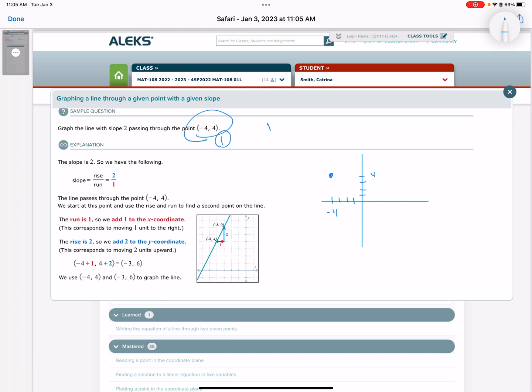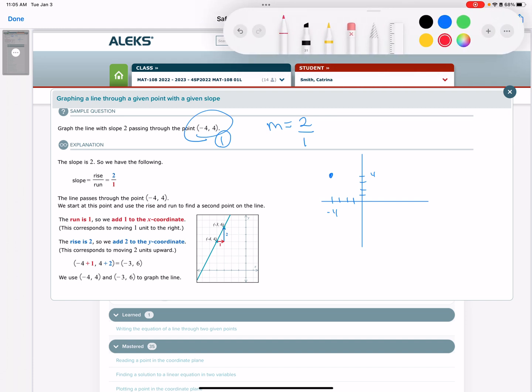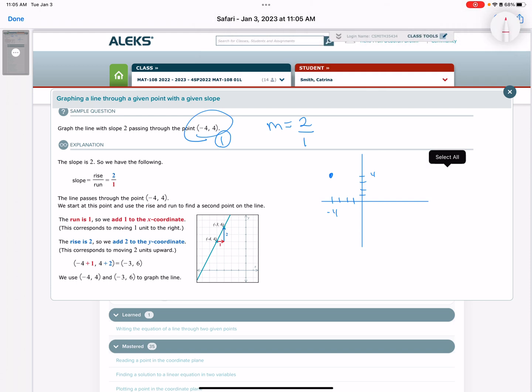Then the slope is 2, but I don't have a denominator, so I'm just going to put it over 1 because 2 divided by 1 is 2, so it's the same thing. So what you do is from your point, you go up 2 to the right 1. So you're going to go up 2 to the right 1, and that's your point, and then connect your dots and put arrows on both sides.